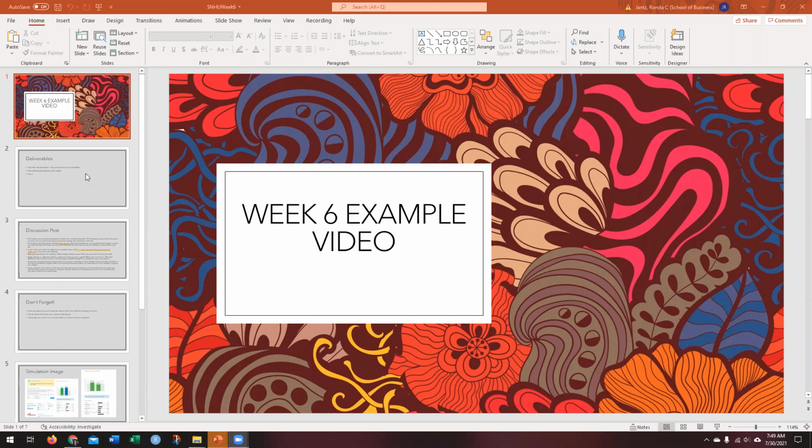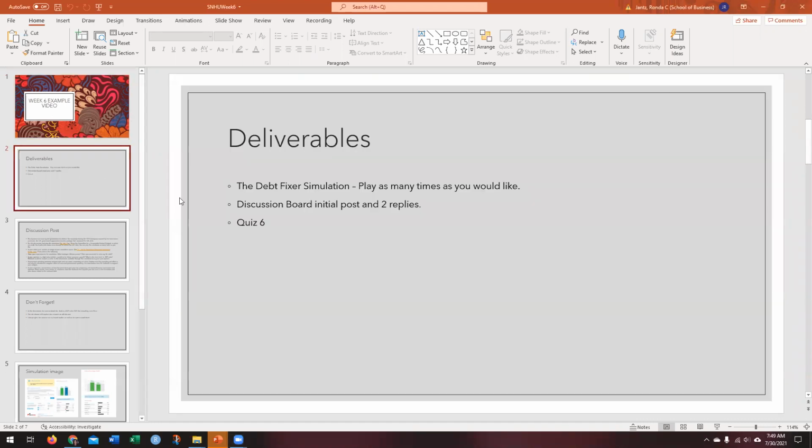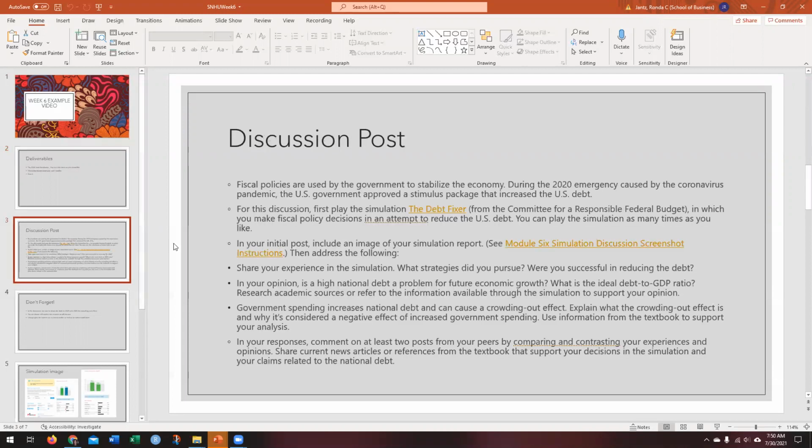This week we start week 6, so we're winding down, but the week is pretty similar to previous weeks. This week we're going to have a debt fixer simulation. This simulation is similar to our other simulations. You do go to an outside website to complete this simulation, and then you will post an initial post and 2 replies in the discussion board and complete your quiz.